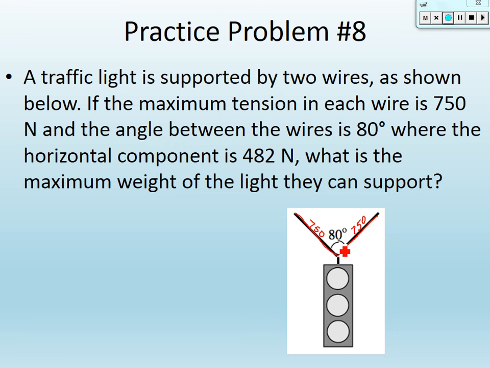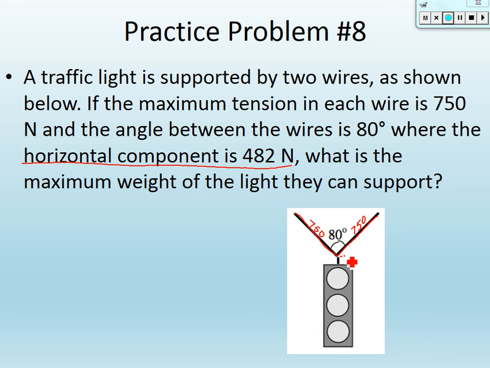Okay, so these city workers have these cables. They know that the cable can support 750 newtons of weight. They're trying to figure out what's the biggest light here that they could hang from there. How much mass would they be able to support? So let's figure this out. Here's kind of the key to this problem. It says the horizontal component of that tension was 482. The horizontal component goes left and right.